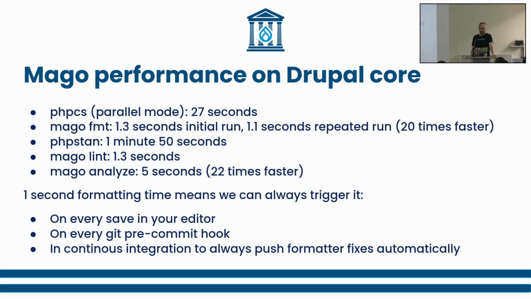And if we have this 1 second formatting time, it means we can use it in a lot more places. You can use it on every save in your editor, in every commit hook. You can put it in continuous integration so that it even formats the code automatically and pushes that again. You can start thinking about that because you don't have these long wait times until everything is checked.